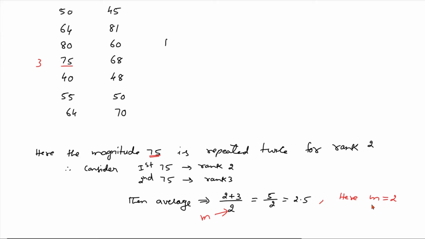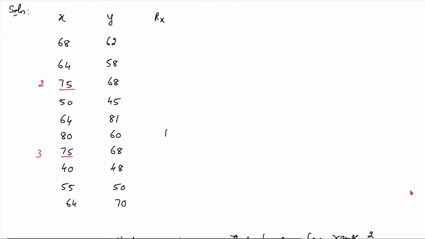Now I hope you know what the m value is here: the number of times that particular value 75 is repeated. So for 75, the rank that I will be taking is 2.5, because I have taken the average. So this will be 2.5 and 2.5, right? How many ranks are completed now? Rank 1 is over, rank 2 is over, and rank 3 is over.